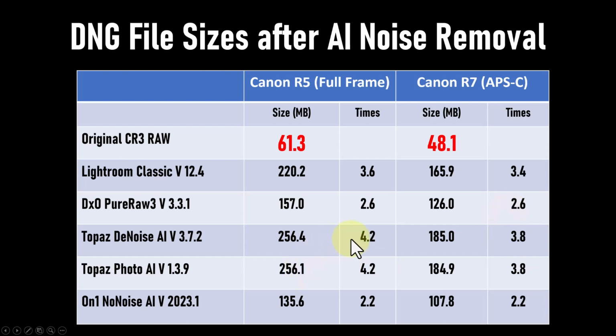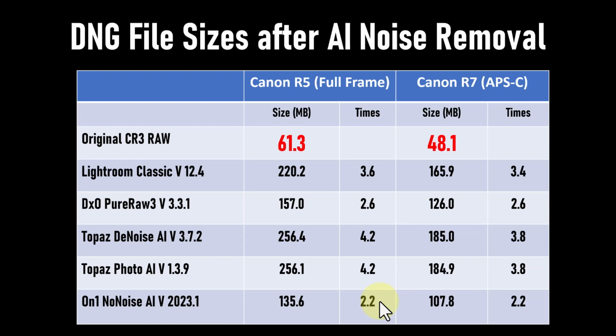Denoise ends up creating very large files, both Denoise and Photo AI. They probably use the same engine for DNG creation. The file is 4 times larger for the R5 and almost 4 times larger, 3.8, for the R7. And the big surprise is that the files coming from No Noise were just 2.2 times larger than the original files.